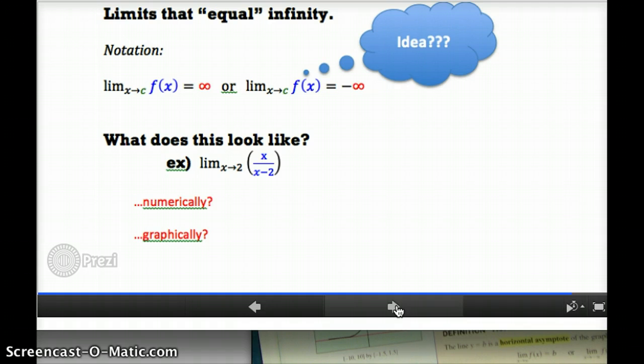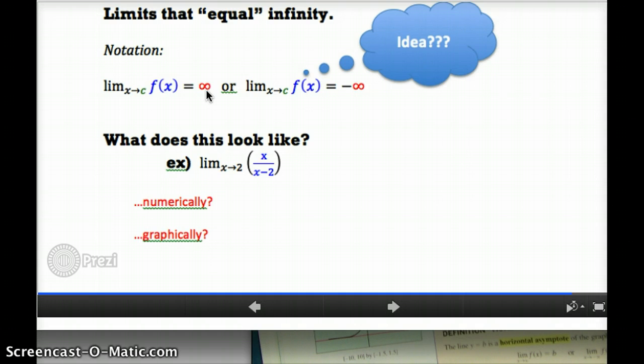Now, take a moment, pause the video, and copy down this notation. You're used to me giving you the big idea, but I think by now you might be able to do that for yourself, and that's something that deserves a comment in the left-hand column. Great, so you hopefully were able to articulate for yourself that what this limit means is as x gets really close to some number c, the y value of the function is getting really, really large. That's what it means to equal infinity.